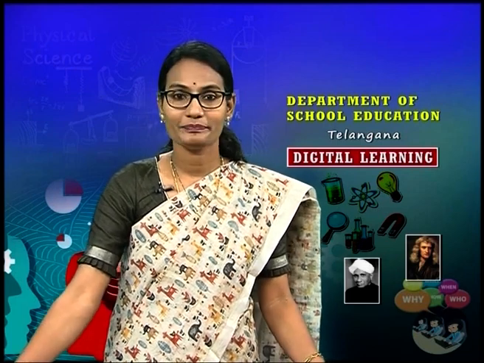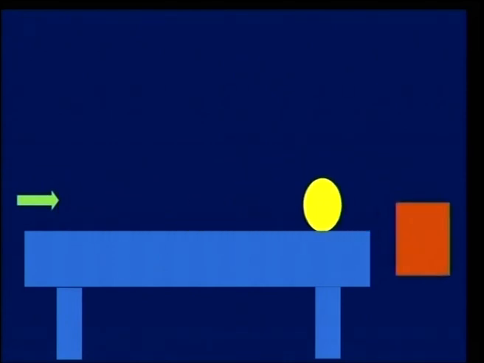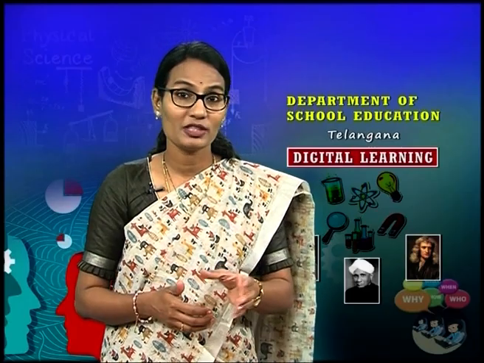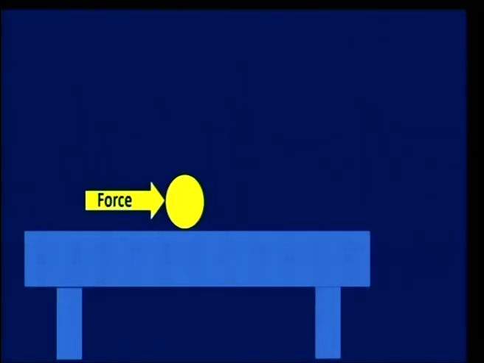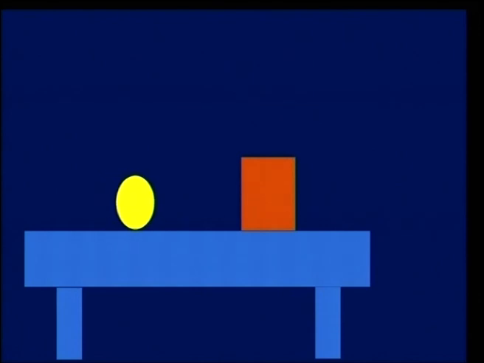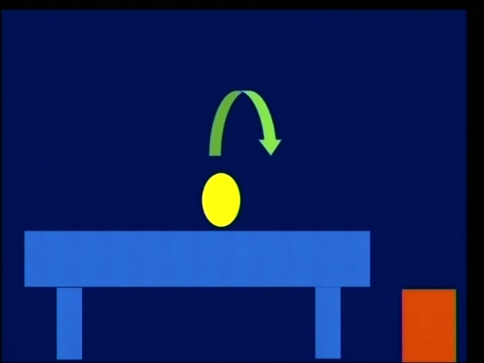So observe here, children. Just now I showed you the ball and the block kept here. When a push is given to this ball, the ball pushes the block. So where does this energy come from? How is the ball able to push the block? How is the ball able to push the teacup? Whenever we give a push to the ball, there is a transfer of energy from that force to that ball. And when the ball pushes the block, the energy is transferred from that ball to the block.